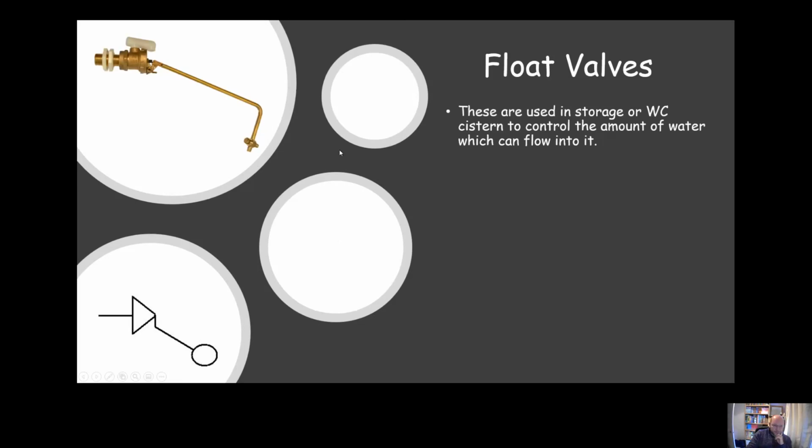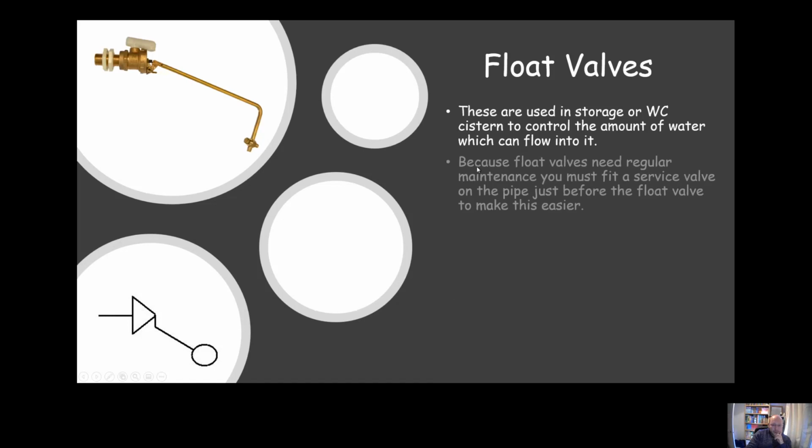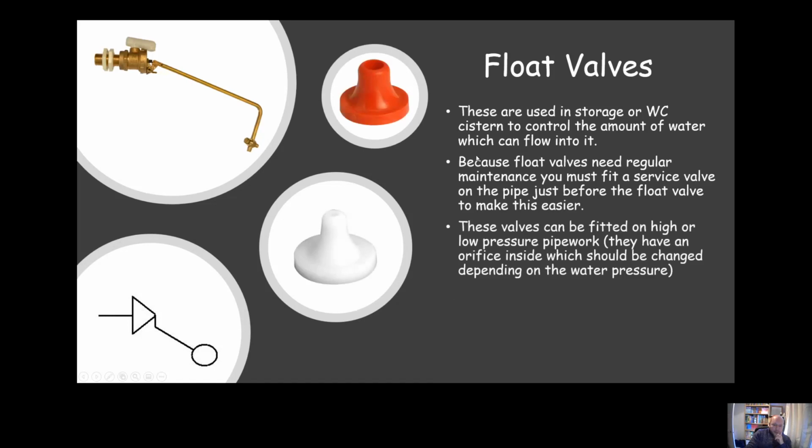Float valves now. A symbol for a float valve is just here. As you can see, it looks just like the valve itself. And these are used to control the flow of water into storage systems or WC systems. They will need regular maintenance, and we're going to look at that a bit later on, actually next week in the next module. And these again can be fitted on high or low pressure pipework.